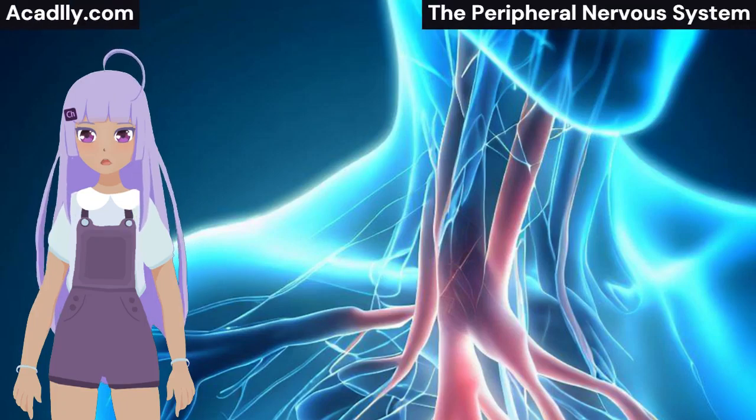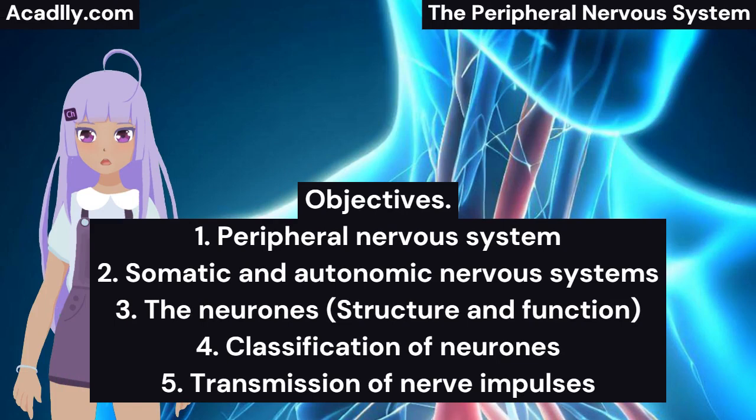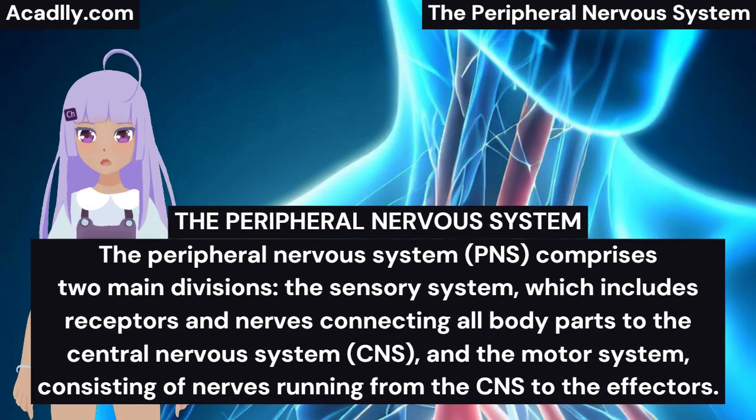The peripheral nervous system. At the end of this lesson, you should be able to know the following. 1. Peripheral nervous system. 2. Somatic and autonomic nervous systems. 3. The neurons, structure and function. 4. Classification of neurons. 5. Transmission of nerve impulses.